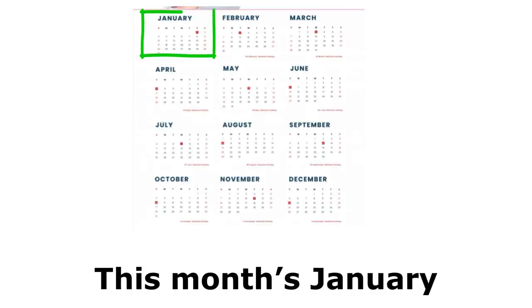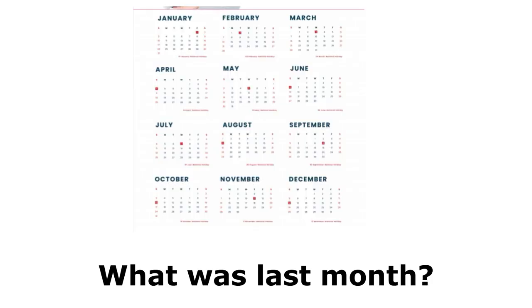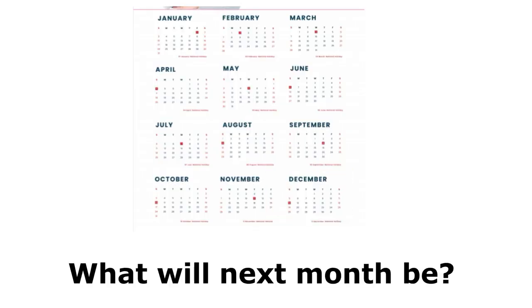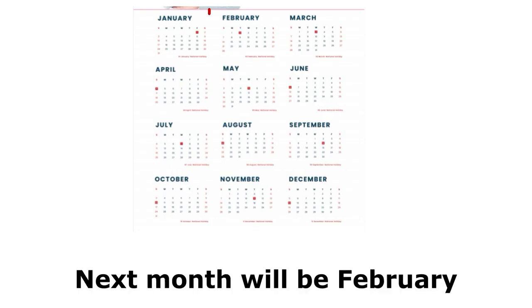Last. Next. What's this month? This month's January. What was last month? Last month was December. What will next month be? Next month will be February.